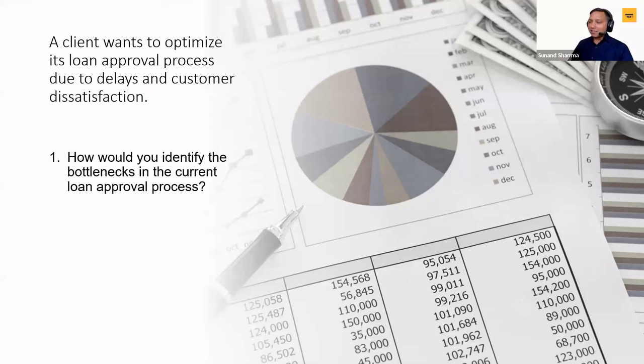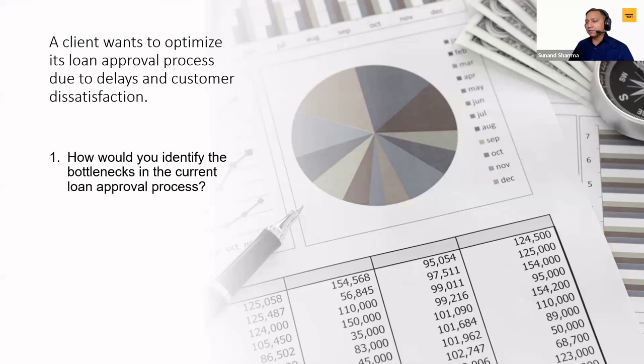Okay, so to identify the bottleneck in the current loan approval process, I would start by conducting a comprehensive process mapping. Now, what do you mean by that? It means that each step of the loan approval process, from application submission to the final approval, we need to look into it everywhere. So I would use tools such as flowcharts and swim lane diagrams to visualize this process.